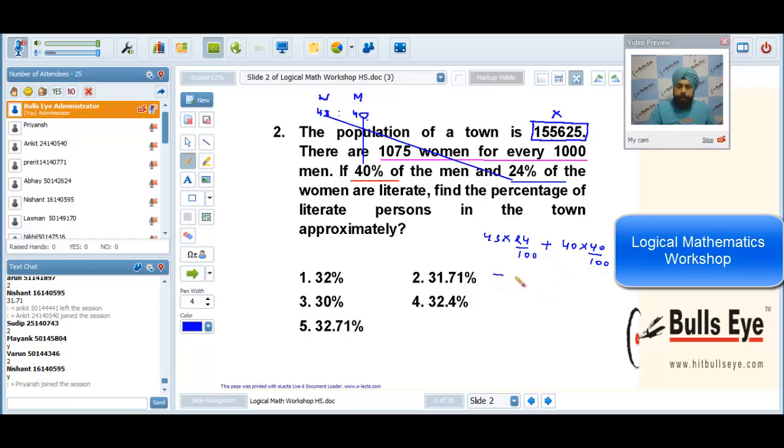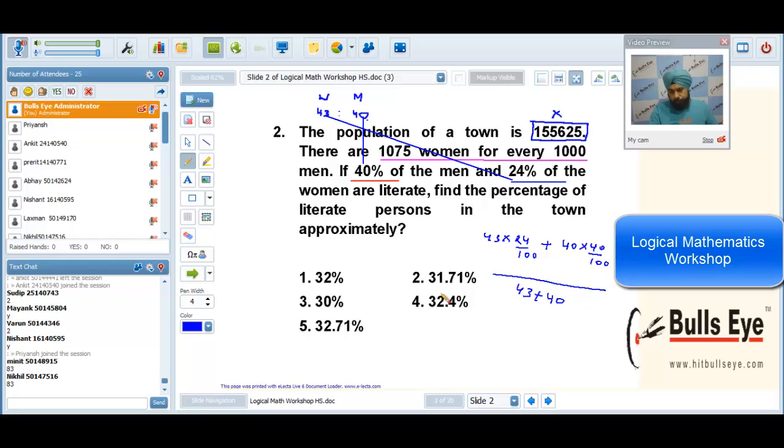Now what is the number of literate persons in this approximately? How many persons have we taken? We have taken 43 plus 40, that is 83 persons. We can solve and get the answer to be choice number 2. Now guys, let me tell you one more thing here.